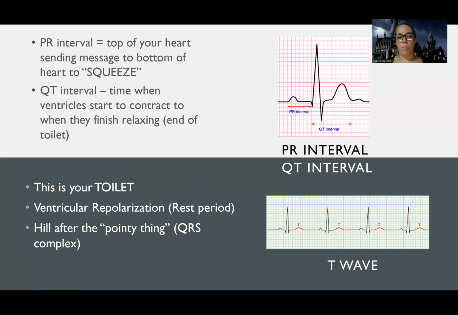So effectively, with both of these intervals, the overall picture that I want you to get here is that there's a certain length they're supposed to be. If my PR interval's too long, I'm worried about a heart block where the top and the bottom of the heart aren't talking. If my QT interval is too long, then I'm worried about dysrhythmias, especially those ventricular dysrhythmias or sudden cardiac death.